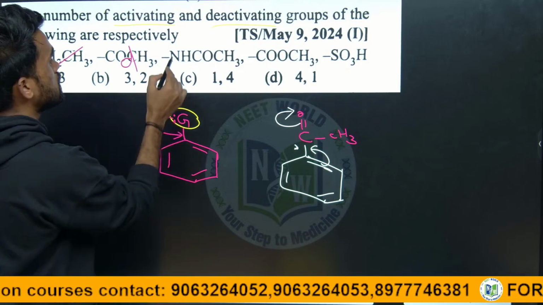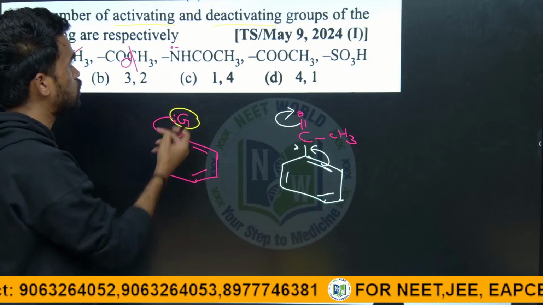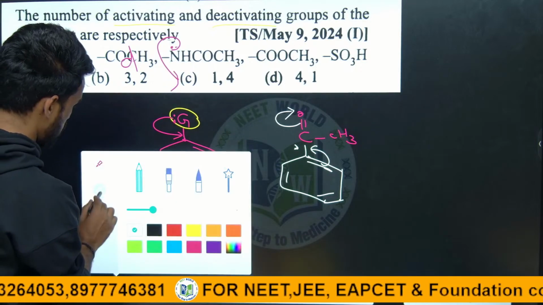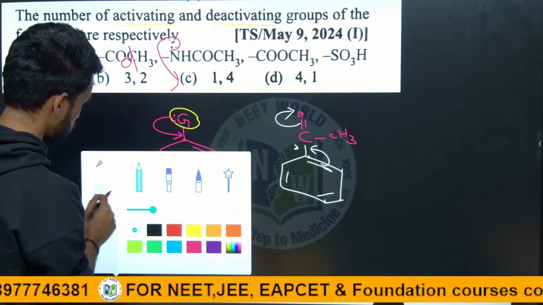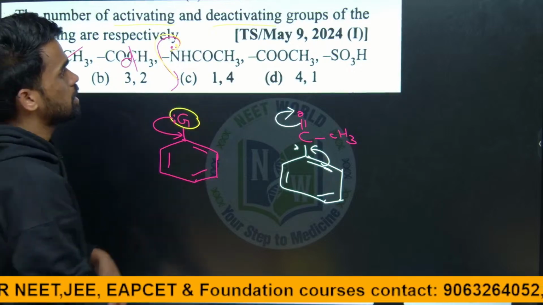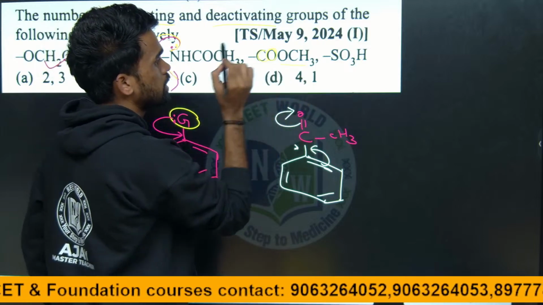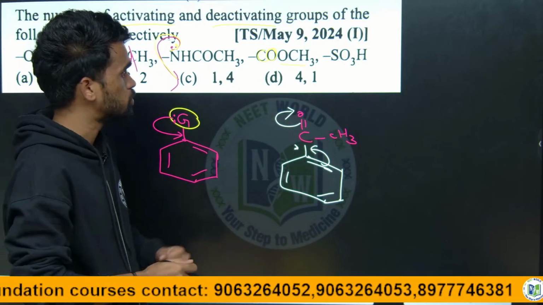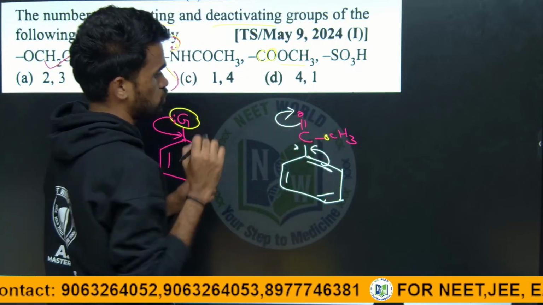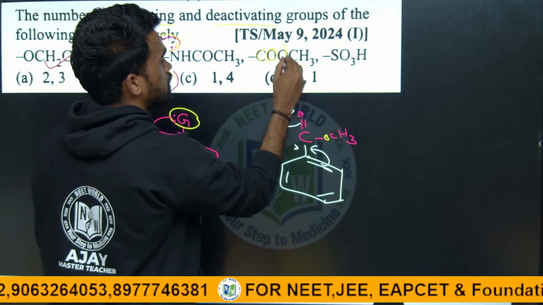Yes, what about this? See here on nitrogen we have lone pair electrons, which is directly attached to the carbon of this phenyl group. So this is a ring activating group. Okay, let me change the color of this pen. Yeah, so this is a ring activating group. What about this? Here again directly a carbon, attached to the double bonded oxygen and the next methoxy group, that is nothing but the ester functional group. So these are also electron withdrawing groups. So this one and this one are electron withdrawing groups.